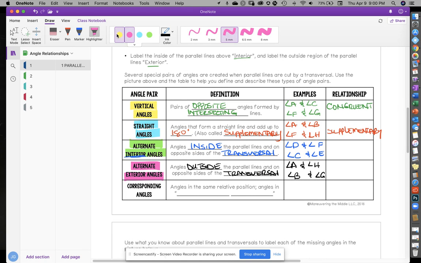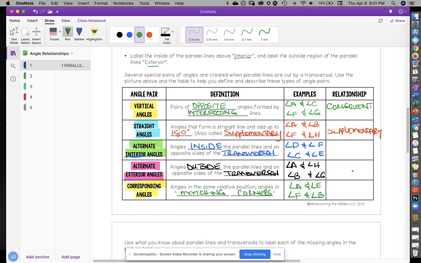All right, we have one more here. We have corresponding angles. Corresponding angles are angles in the same relative position, angles that are what we call matching corners. And that's going to be things like angle A and angle E, and angle F and angle B.